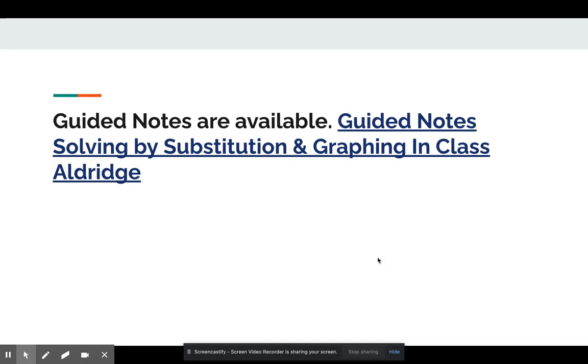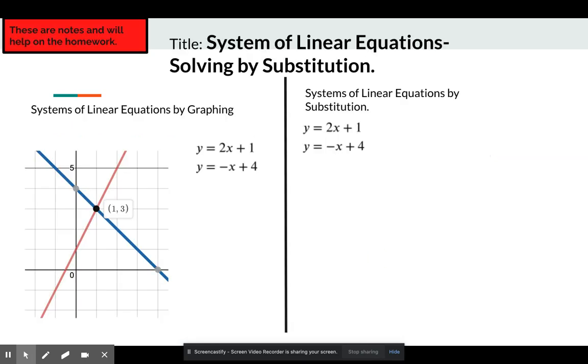Hi guys, we're gonna go over solving by substitution and graphing in class. There's guided notes here. Just click on the link or you can go into Google Classroom as always. All right, so if you want the guided notes, get them now, print them out, or you can just follow along and copy everything down.